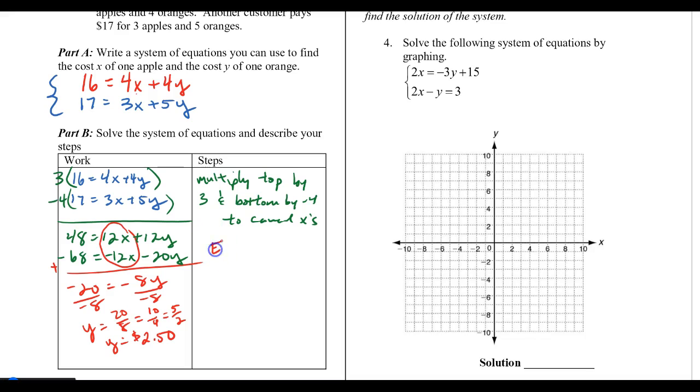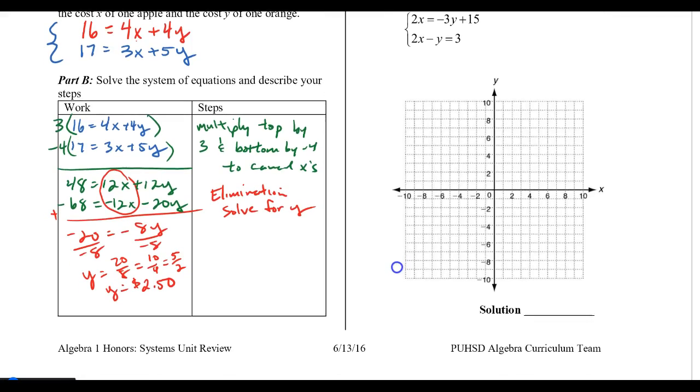So here I'm going to say we used elimination and solved for y. And then I'm kind of running out of space here, so I'm not going to write down all my steps, but what we're going to do now is we found the cost of an orange. Now we have to find the cost of an apple.